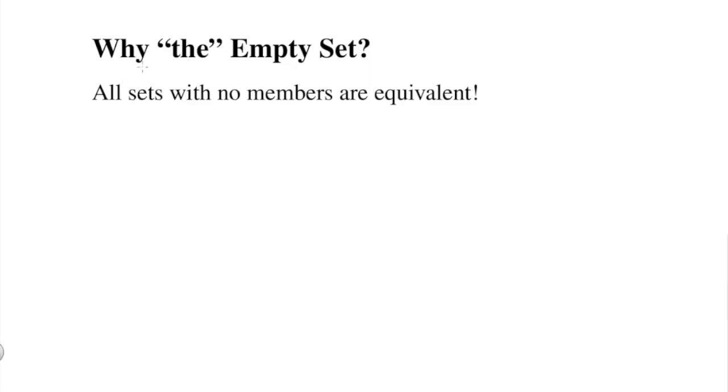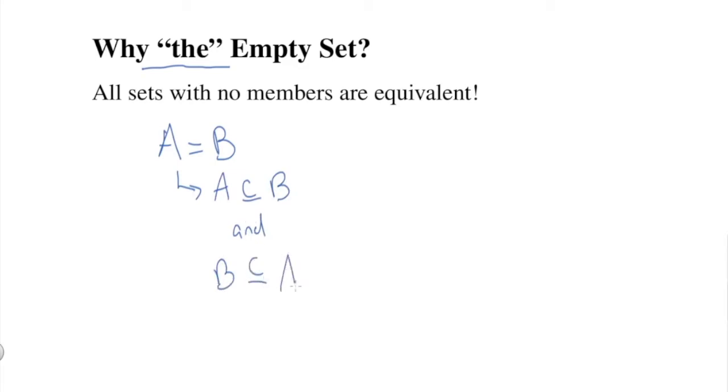Okay, so let's go back to this original question. Why is it the empty set? So all sets with no members are equivalent. Let's think about this in a bit more detail. We know the definition of A equals B, where we have two equivalent sets. We talked about that in a previous video. When A equals B, when the two sets are equivalent, that means that A is a subset of B and B is a subset of A. So when two sets are subsets of each other, that means that they're equivalent.